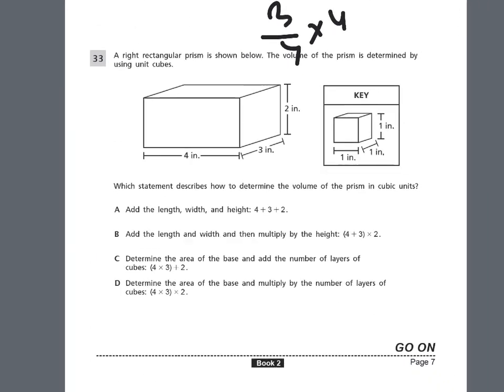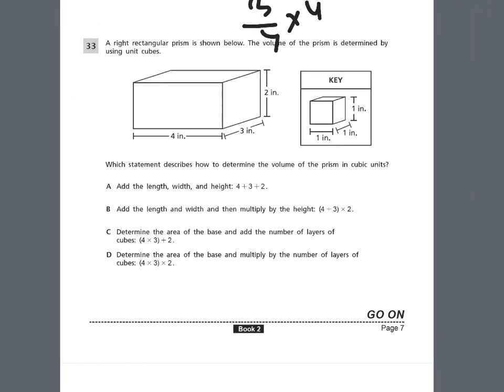For 33, a right rectangular prism is shown below. The volume of the prism is determined using unit cubes. Which statement describes how to determine the volume? Well, you would do 4 times 3 times 2. So it won't be add. It won't be add again.